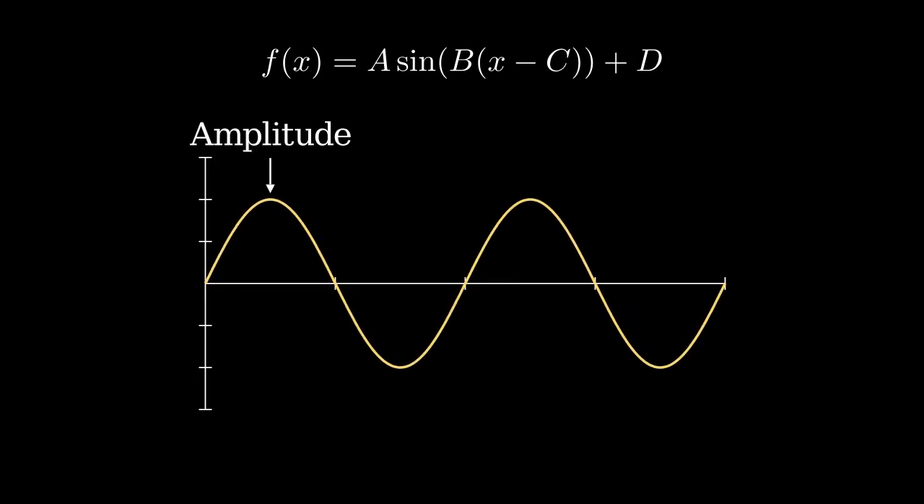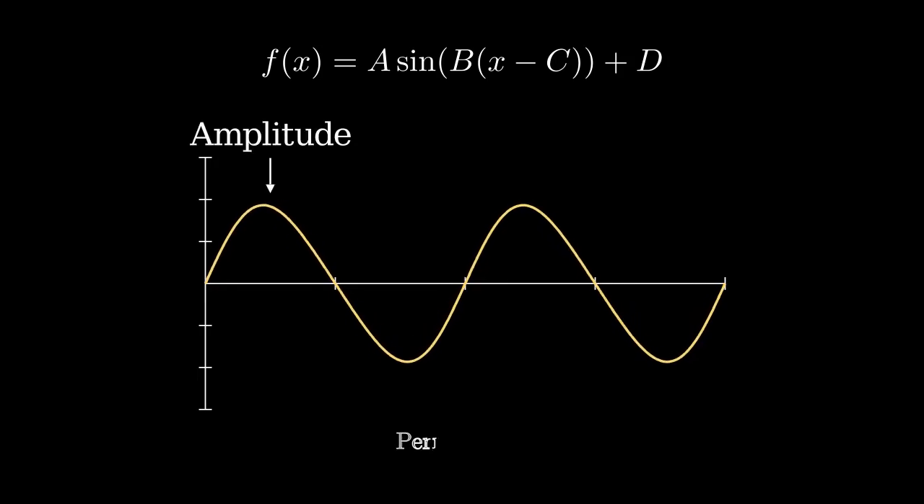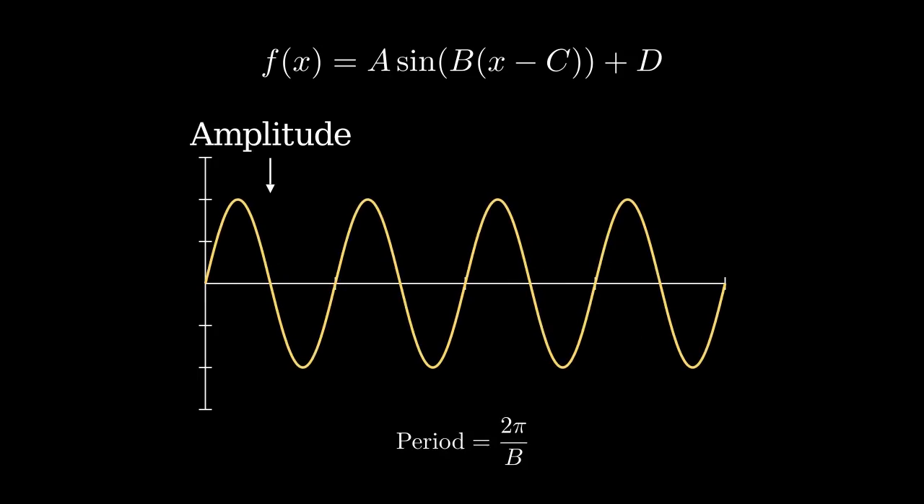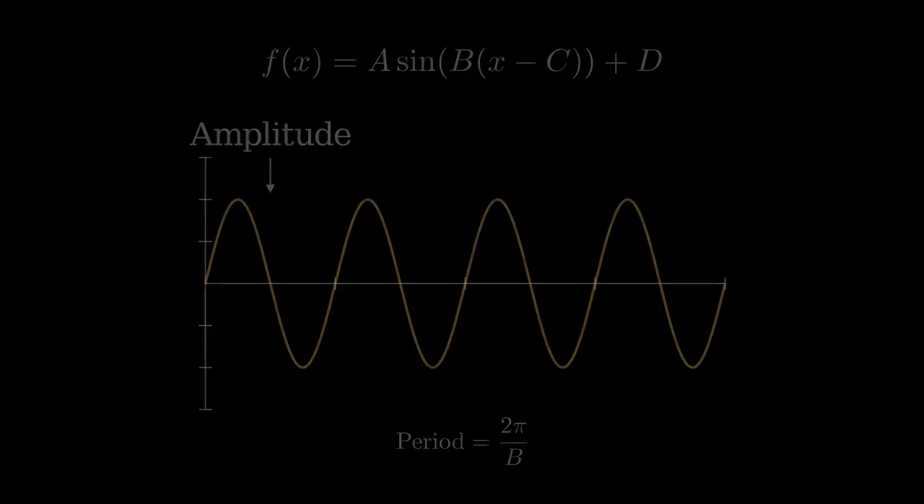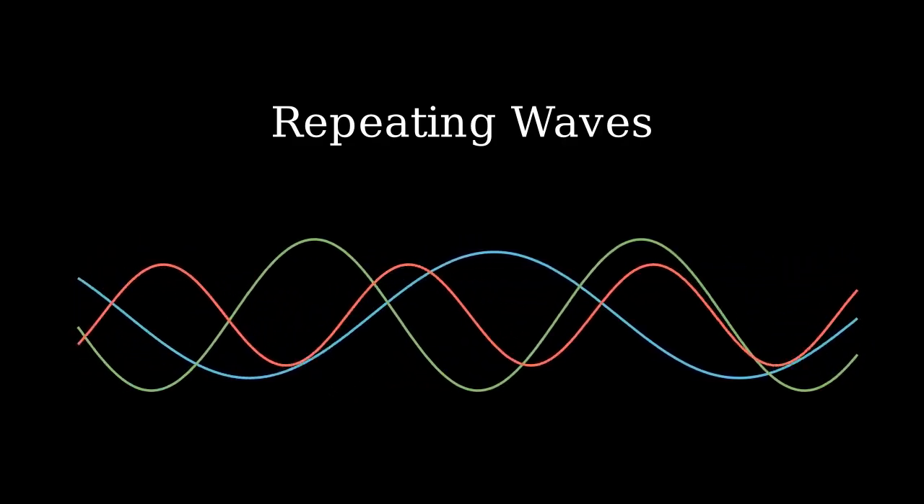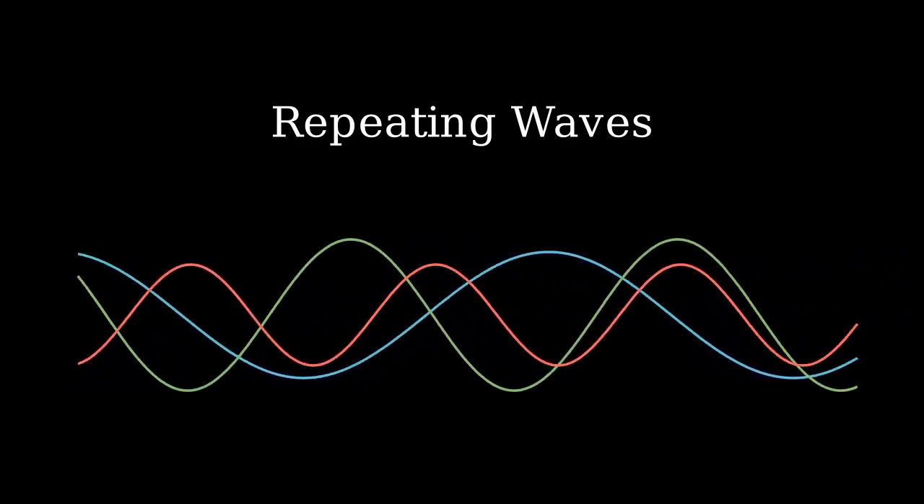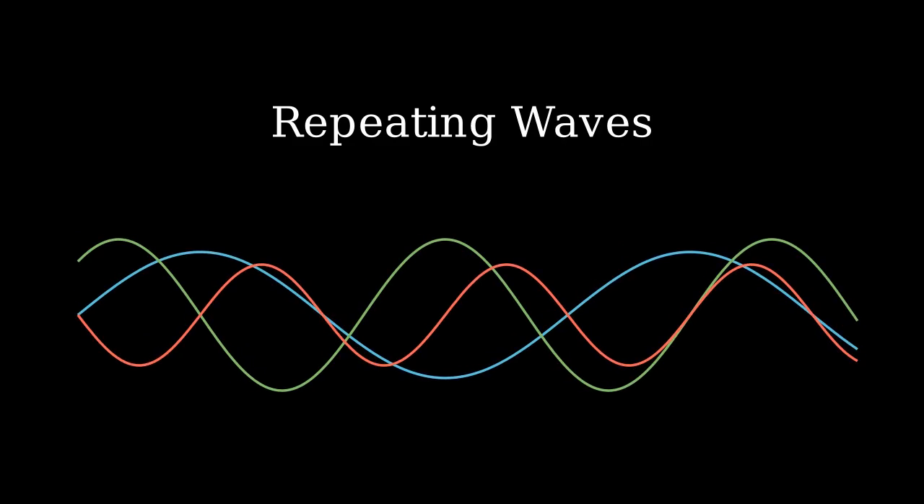By changing the amplitude, we stretch the wave vertically, making it taller. By adjusting the frequency, we change the period, compressing the wave horizontally. These repeating waves are everywhere in nature, modeling everything from ocean tides to sound and light.